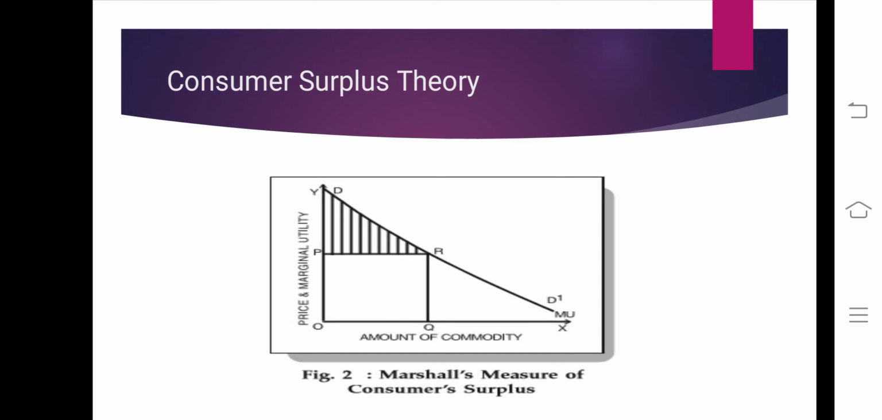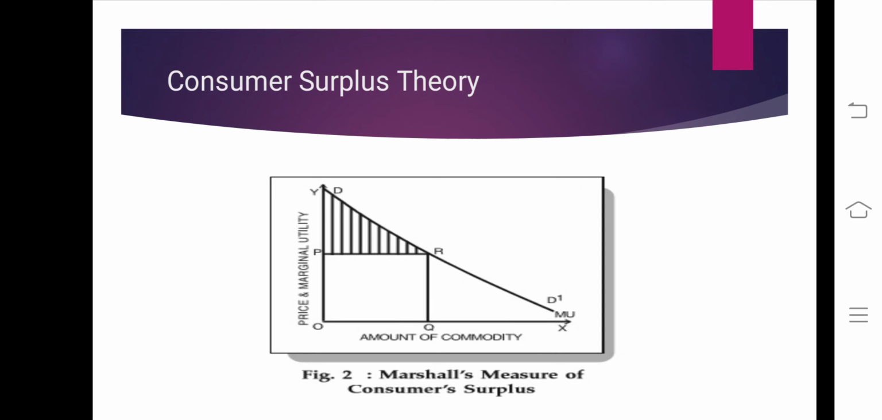The Qth unit, you can see the Qth unit on the y-axis. This Qth unit does not hold any surplus since the price and the marginal utility are equal. However, for the purchase of all the units before the Qth unit, the marginal utility is greater than the price, offering a surplus to the customer.